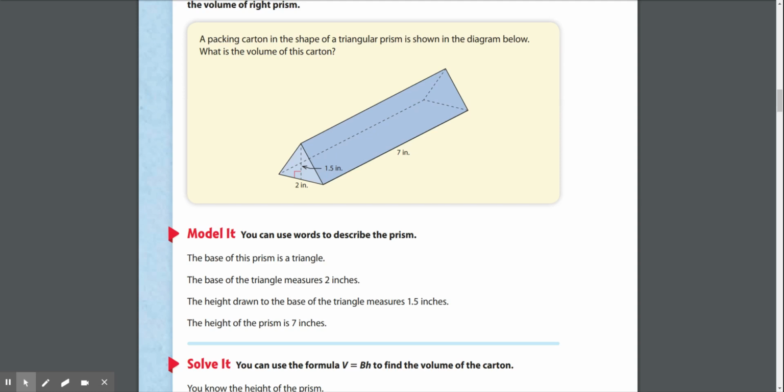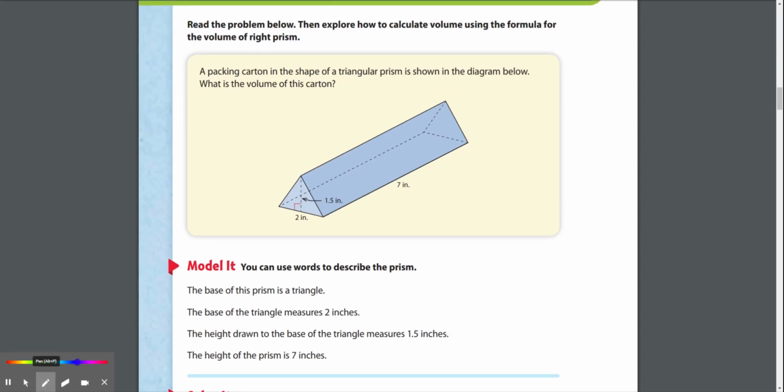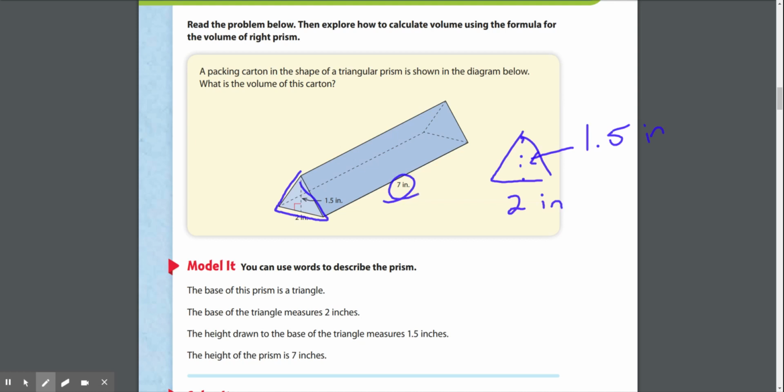What's the volume? So we know that the base of the prism is a triangle, and we know that this is the base because it's a triangular prism and the shape is a triangle. We know the base of this triangle, so we draw it over here so I can write a little bit better. So this is 2 inches. The height, which is the dashed line in the middle coming down, is 1.5 inches. And the height of the prism is 7 inches. Pretty simple.